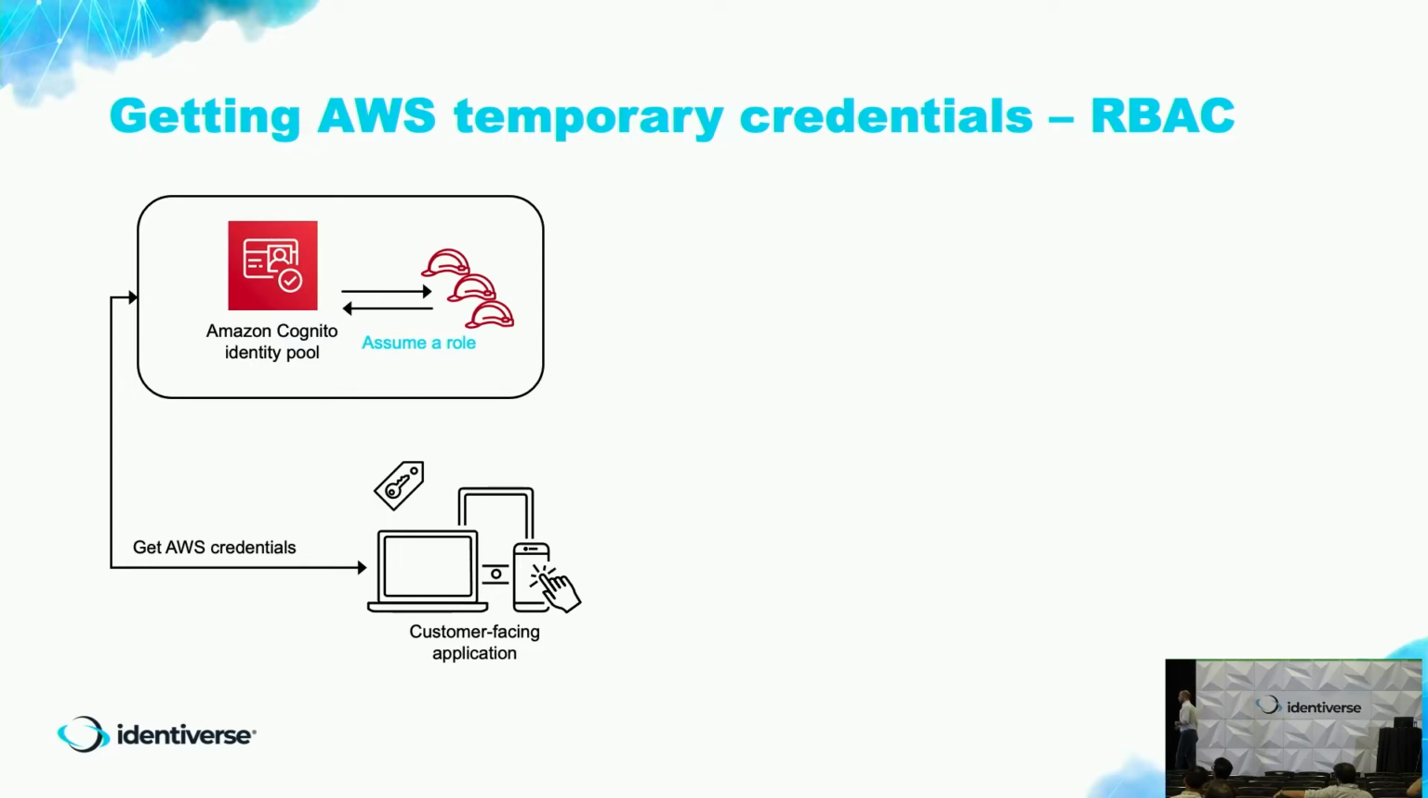Back to the journey we have. My application allowed the user to sign up, sign in, get tokens. The application now has these tokens, and the app can go to the Cognito identity pool and ask for temporary credentials. The Cognito identity pool then has to decide which IAM role to assume. In other words, doing role-based access control.